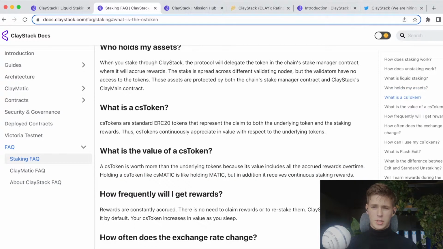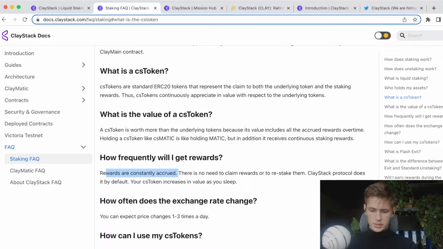That's a very interesting way of staking, in fact, but like they said, you will stake Matic. It is Matic, you own Matic coins, but this will simply include all of the staked rewards as well. The rewards will be constantly accrued. There is no need to claim rewards or to restake them. Claystack protocol does it by default. Your CS token increases in value as you sleep.